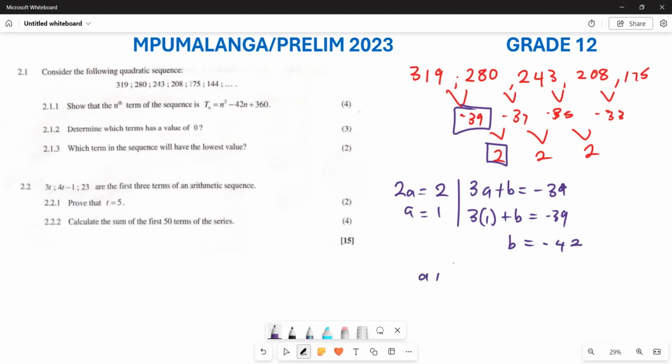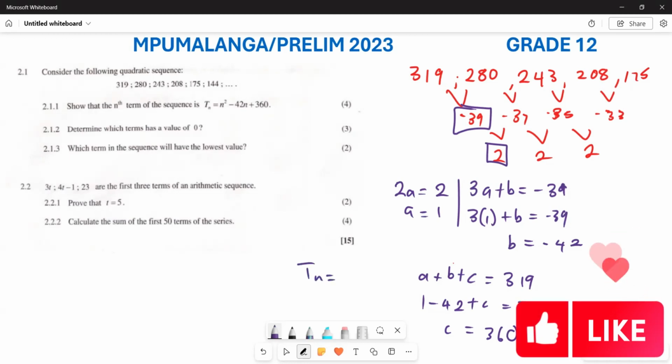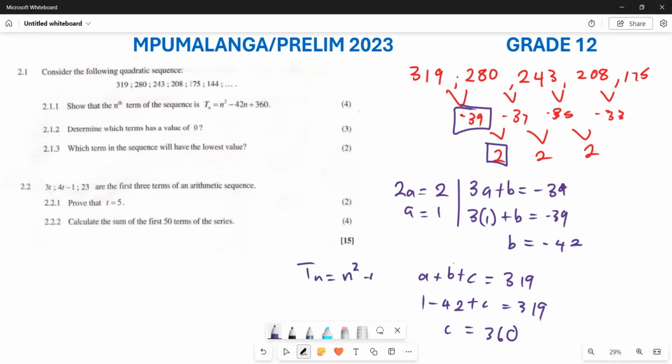Then the value of c is given by a plus b plus c, which equals 319. Let's substitute: a is 1, b is negative 42, plus c equals 319. When you work this out, the value of c is 360, which proves that Tn is n squared subtract 42n plus 360, which we have calculated. So indeed this is one and the same thing.